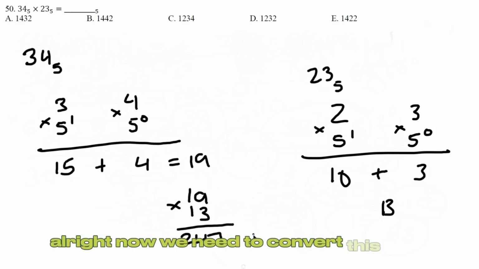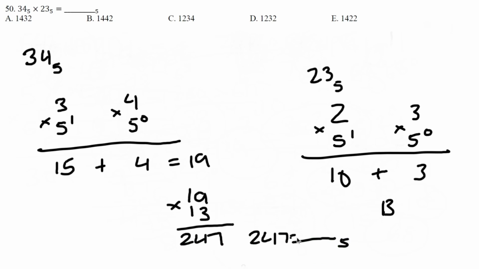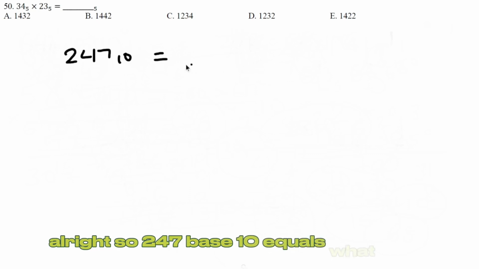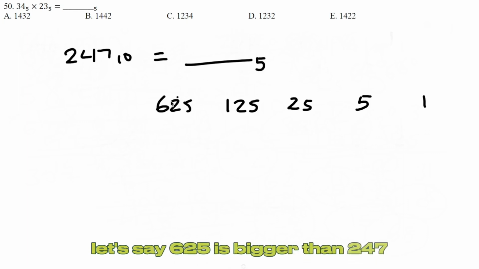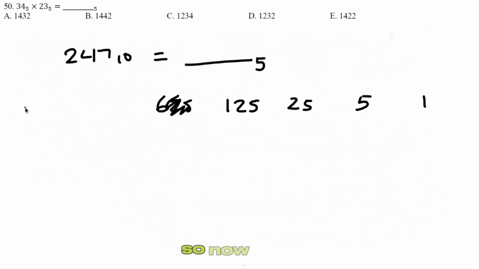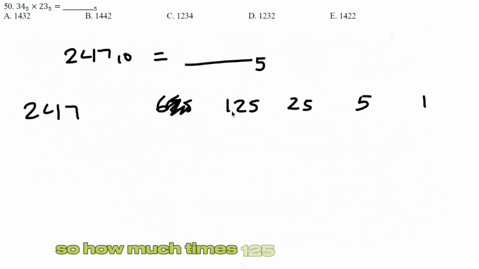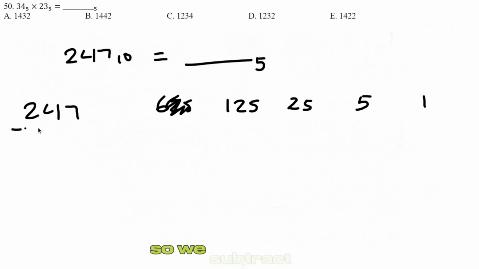Now we need to convert this 247 into base 5. So 247 base 10 equals what base 5? Let's list out our powers of 5. So we have 1, 5, 25, 125, and 625. 625 is bigger than 247, so we don't need it, and we only need these 4. Now 247. How many times does 125 go into 247? Once. So we subtract 125, and we have 122 left over.